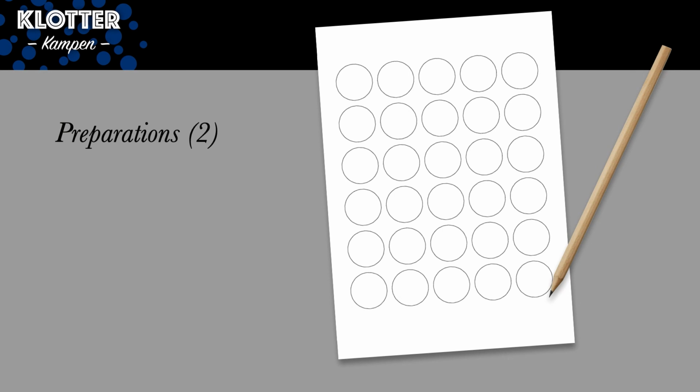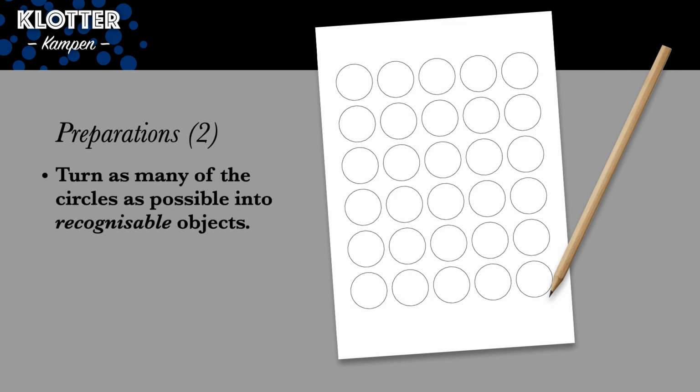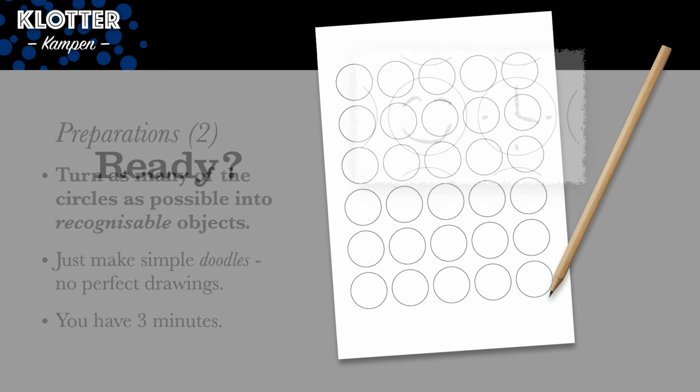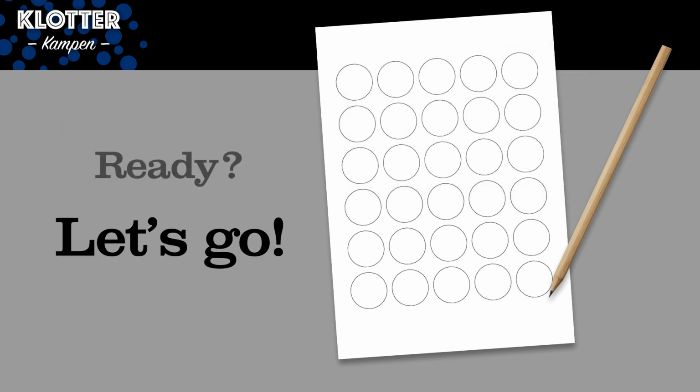Okay, more preparations. Now I want you to turn as many of these circles as possible into recognizable objects. I want you to make simple doodles, no perfect drawings, like these examples. And you will have 3 minutes. I will start the clock and also some background music. So, are you ready? Let's go.